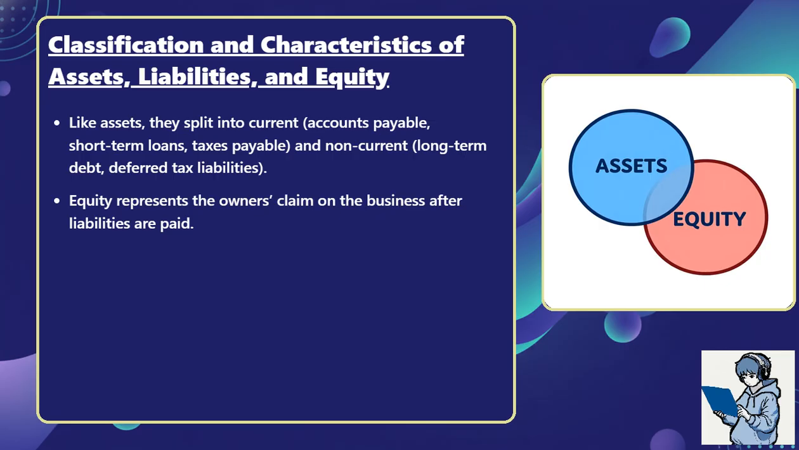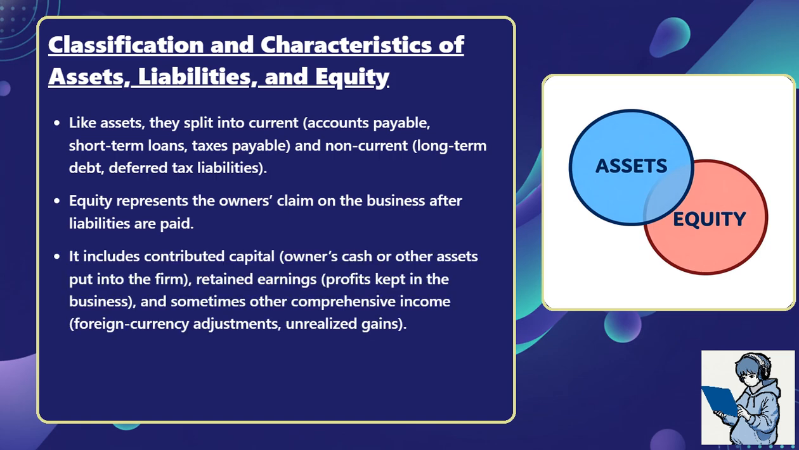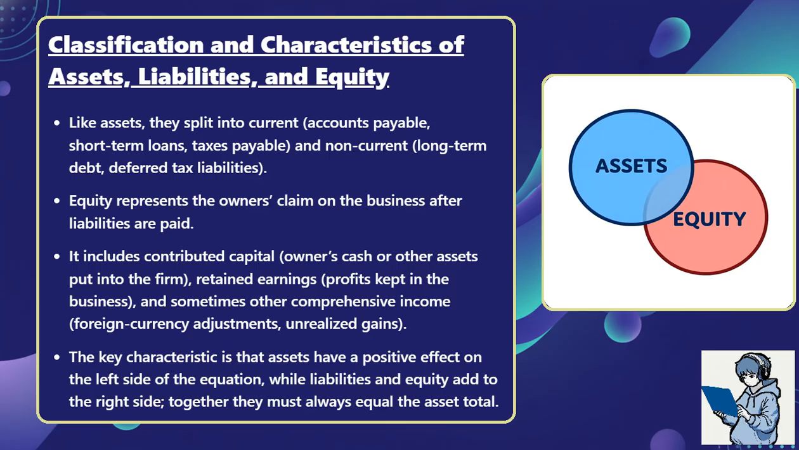Equity represents the owner's claim on the business after liabilities are paid. It includes contributed capital: owner's cash or other assets put into the firm, retained earnings: profits kept in the business, and sometimes other comprehensive income: foreign currency adjustments, unrealized gains. The key characteristic is that assets have a positive effect on the left side of the equation, while liabilities and equity add to the right side. Together, they must always equal the asset total.